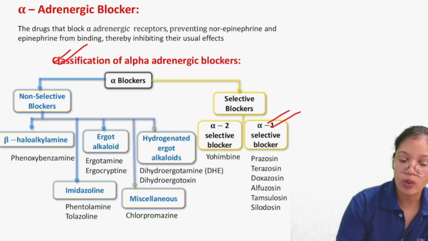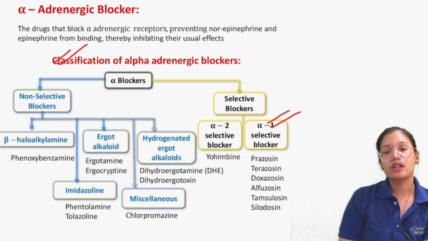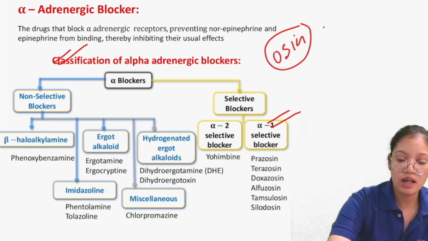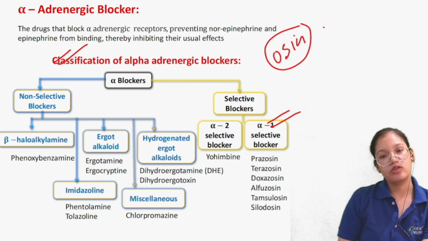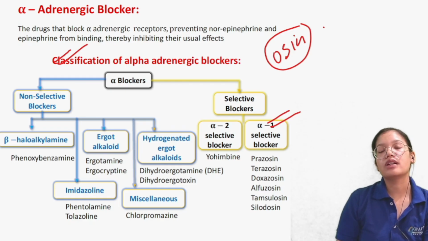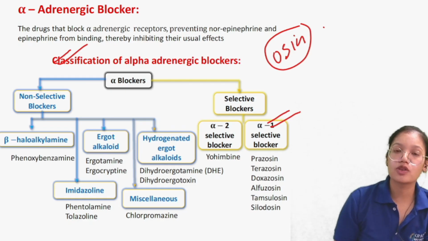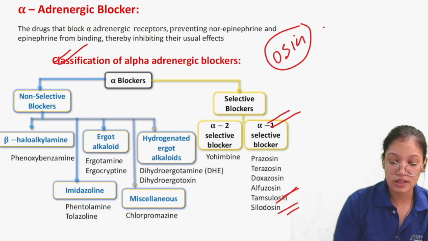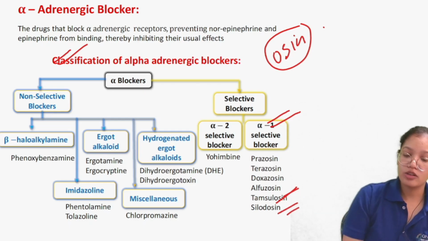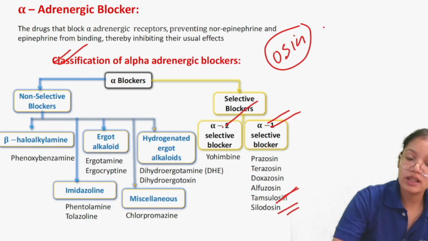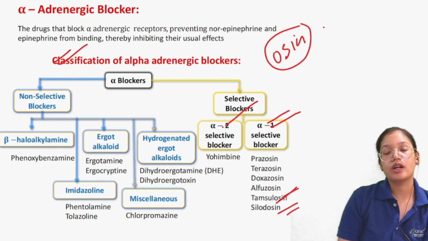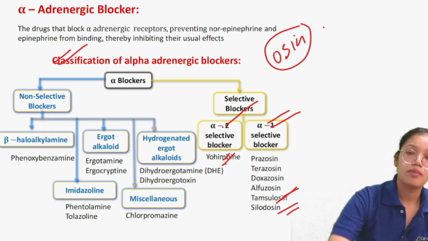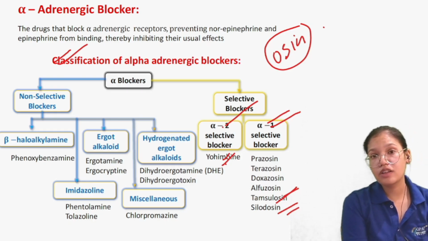That is alpha 1 selective drugs, prazosin, terazosin. All the OSIN drugs come under the alpha 1 selective blockers, like prazosin, terazosin, doxazosin. Okay, then we have tamsulosin. All these are the alpha 1 selective blockers. Then we have alpha 2 selective blockers. There we have a drug, yohimbine. Okay, it acts by the negative feedback system.